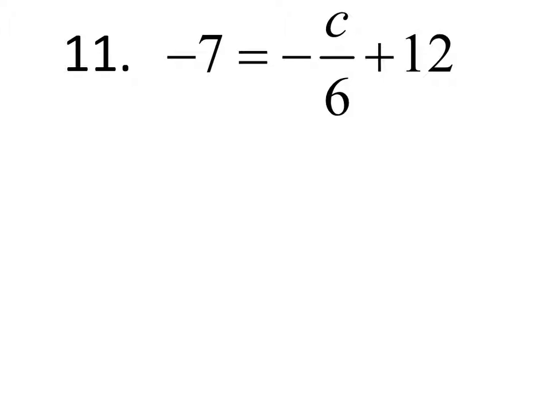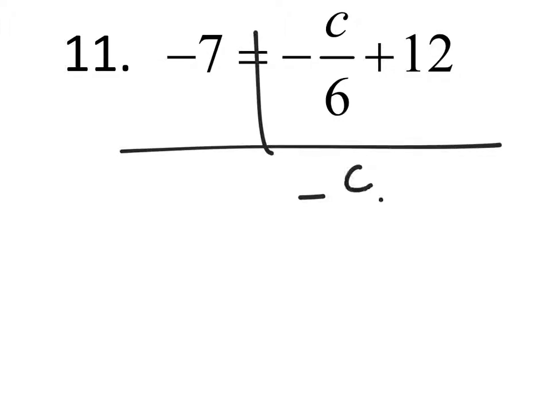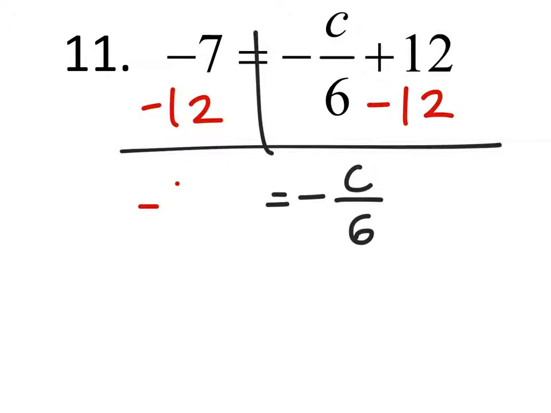All right, so we've got negative 7 equals negative c over 6 plus 12, and again, the idea is to get this negative c over 6 by itself. So I can't have it being added to 12. So how do I get rid of that plus 12? I'll just subtract 12, but I have to do it to both sides. So this equals negative 7 minus 12, which is negative 19.